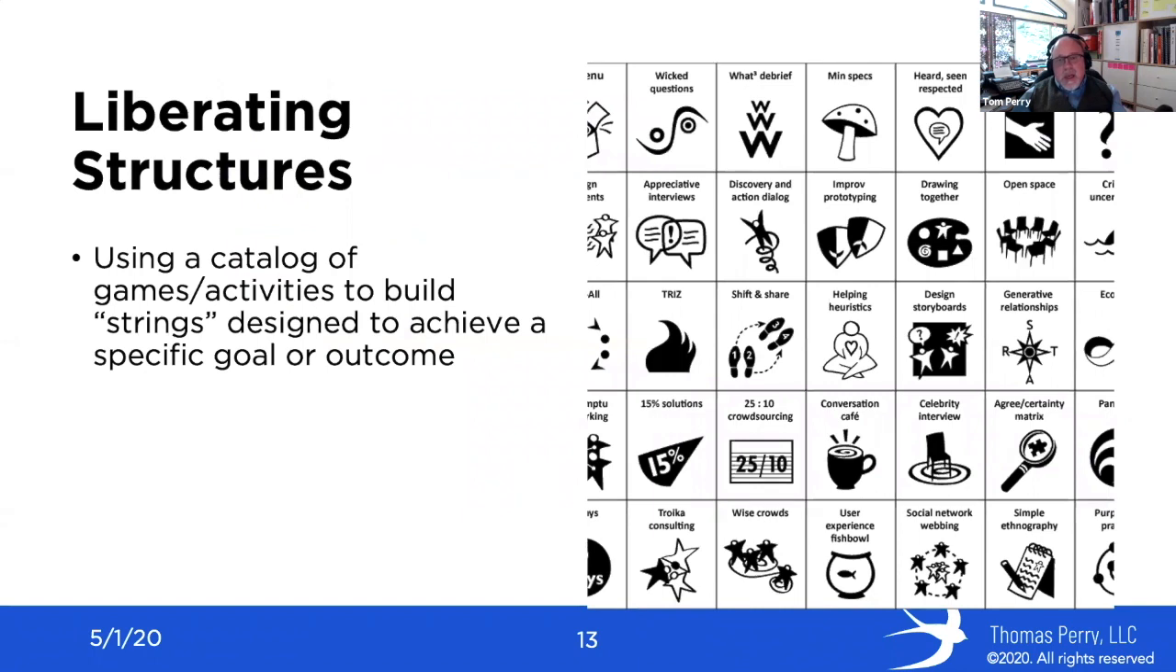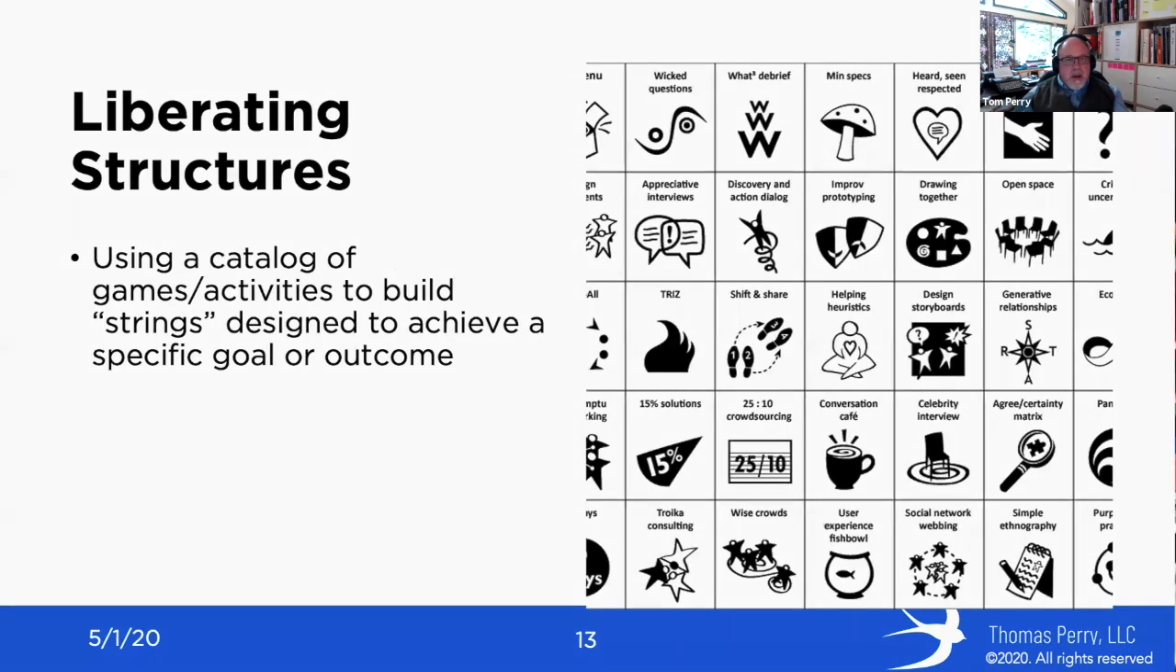Liberating Structures is a very popular set of techniques. There are 35 in total. And with Liberating Structures, again, you have this catalog of well-established techniques, many of which are not unique. Some of them, like TRIZ and others, have been around independently for a long time. They've just been incorporated into this catalog. And then with Liberating Structures, what you do is assemble those practices into strings. And the strings are just like with Gamestorming. You might assemble them with exercises that help you gather data and then interpret the data and things like that. So Liberating Structures is very, very popular right now.